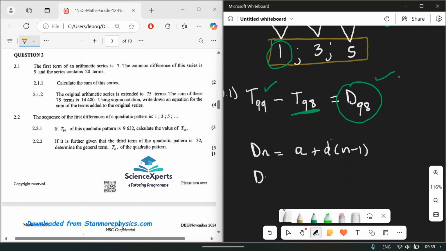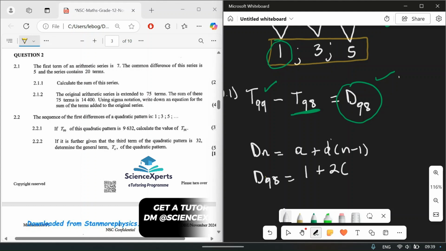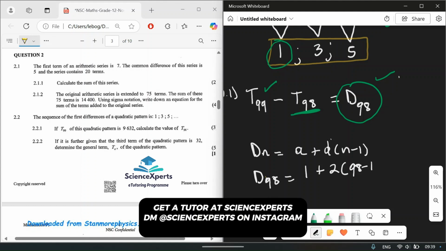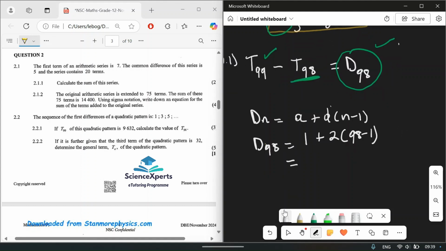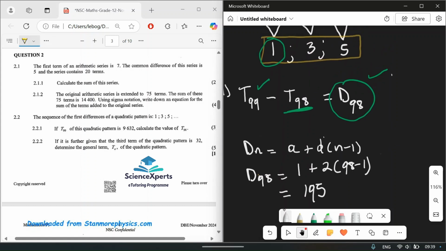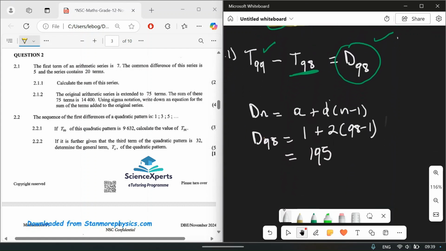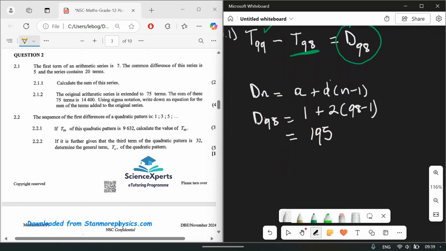So D98 will be equal to the first term, a is 1, plus d, that's 2, into n minus 1, that's 98 minus 1. This will then be 1 plus 2 into 97, that's 195. D98 is 195, so we can substitute to find T98 then.